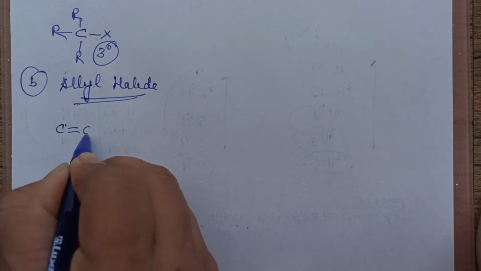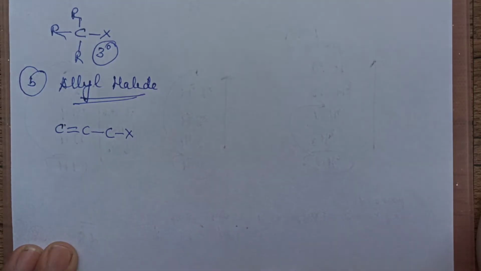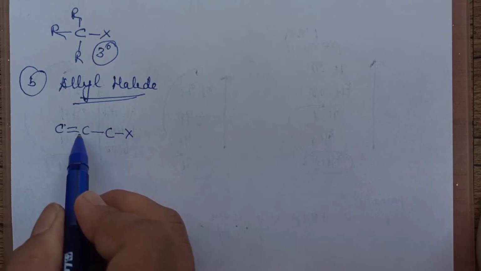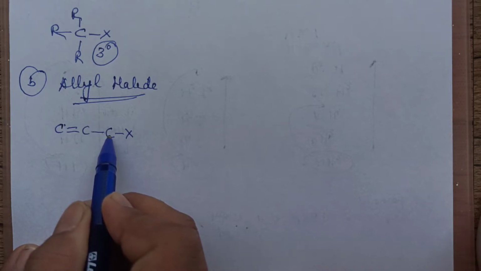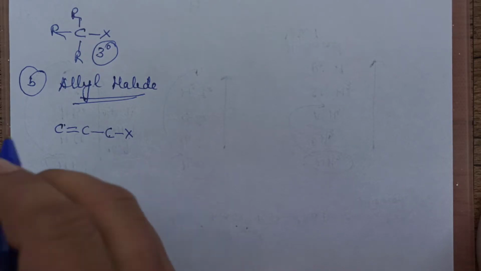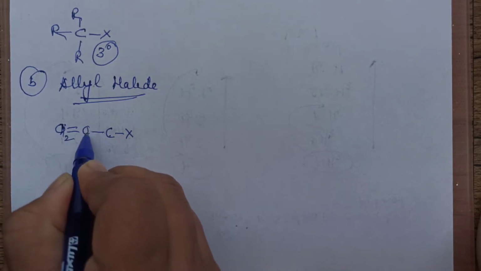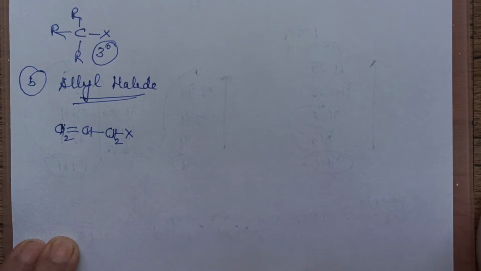Carbon double bond. The next carbon attached to it contains a halogen. These two carbons contain the double bond, and the neighboring carbon atom contains the halogen. This is allyl. Of course, you can complete the valencies on your own, keeping in mind carbon is tetravalent.